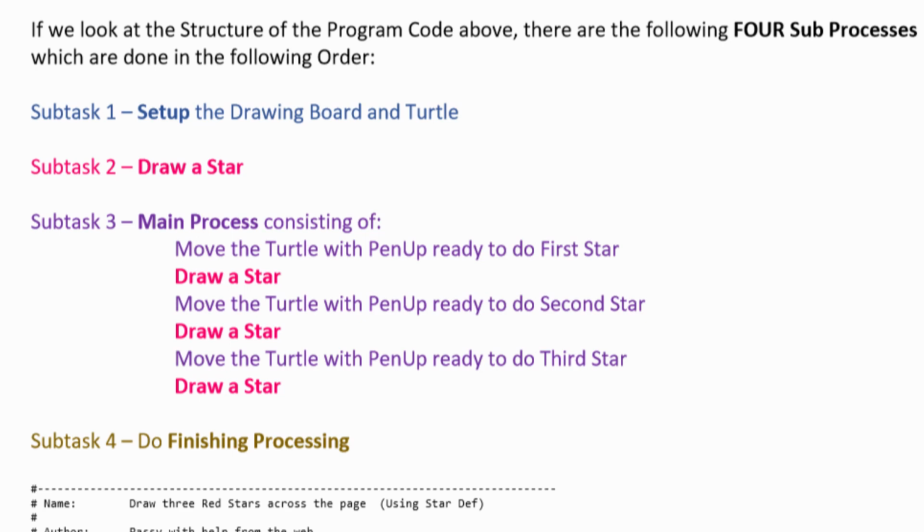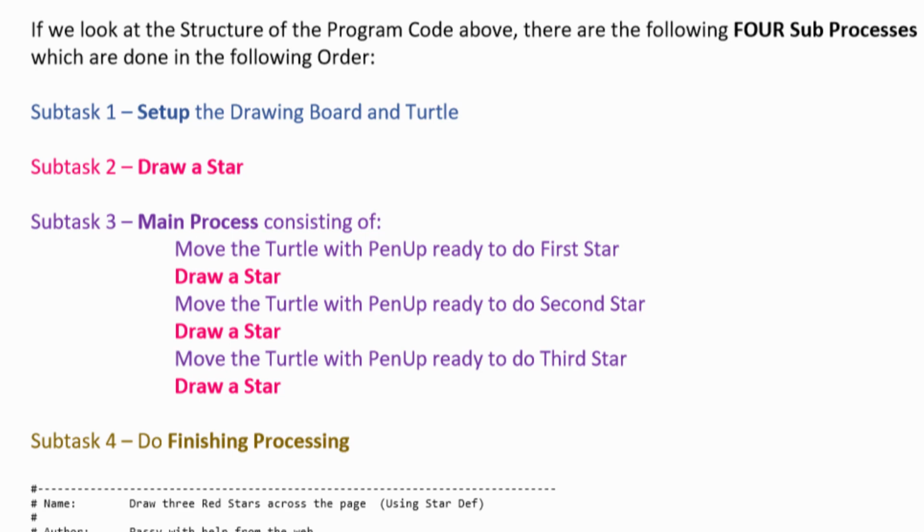Then we wrote that separate sub-process to draw a star. That's one of our subroutine defs that we need to have in the program, and we've already got that one. Then there was the main process where we listed all those steps at the bottom. That involves repositioning the turtle with its pen up, moving it round, and when it's in the right position, drawing your first star, moving it along so you can draw your second star, moving it along with its pen up so you don't see that ugly connector line, and then drawing the third star. Then we have some finishing processing to finish things off at the end of the program.